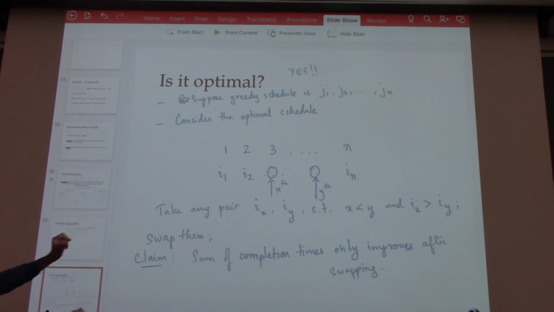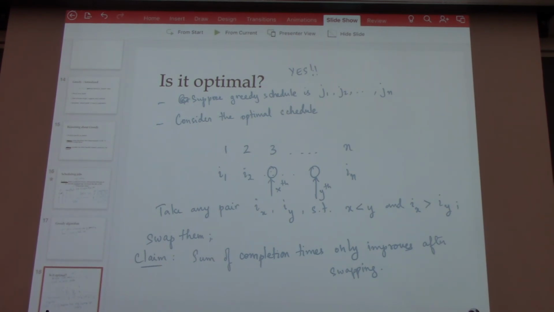Now, how would you prove this claim? We've got to now analyze the sum of completion times. Right. So how does the sum of completion times vary? For any job between the x position and the y position, we are now adding Iy instead of Ix. Okay, and that's good for you. Yeah, so we are now adding the smaller value between Ix and Iy. Okay, and what about the others? The others will remain the same. Okay. So is this argument clear?